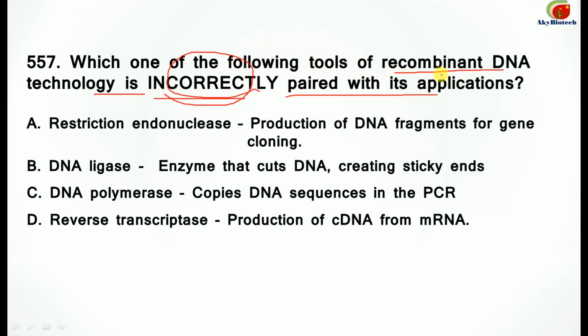Which of the following tools of rDNA technology is incorrectly paired with its application? We know that restriction endonuclease, production of DNA fragments for gene cloning, is correct. Then DNA ligase, enzyme that cuts DNA creating sticky ends. This is incorrect, so the B part is incorrect. The C part is also correct: DNA polymerase copies DNA sequences in PCR. And reverse transcriptase, production of cDNA from mRNA, is also correct. So the incorrect option is the B part.